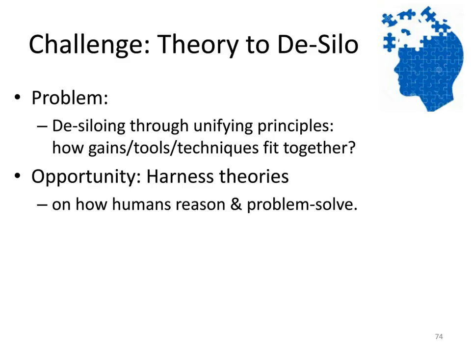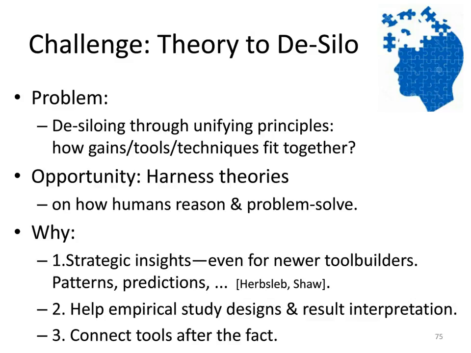Our opportunity to do this is to harness theories on how humans reason and problem solve in this kind of setting. So there are lots of reasons to do this. I want to talk about 3 of them. One of them is that this gives us strategic insights. This helps us see the way to go, and it helps us see it even if we are kind of new tool builders rather than very, very old, experienced ones.